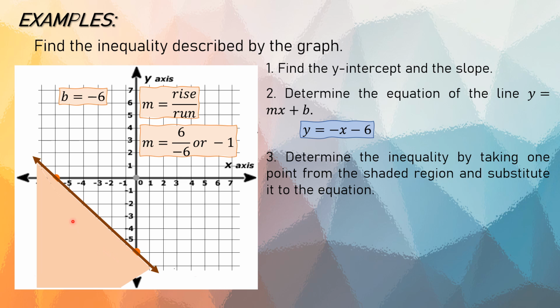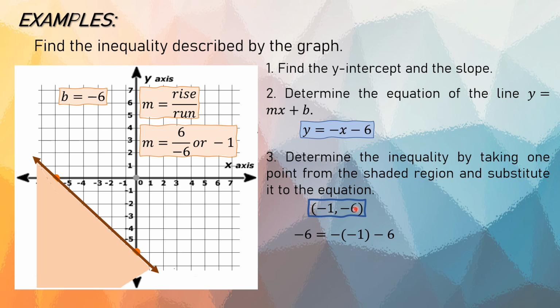So, paano natin malalaman kung less than, greater than, solid, or broken line ang ating inequality? Ito ay pipili tayo ng point dito sa shaded part. So, piliin natin yung point na -1, -6, -1 of x, and -6 of y. Andito siya sa part ng shaded part. So, let us now substitute. -6 is equal to negative times -1 minus 6. Saan natin kinuha yung equation? Iyon ay yung y is equal to mx plus b or y is equal to -x minus 6.